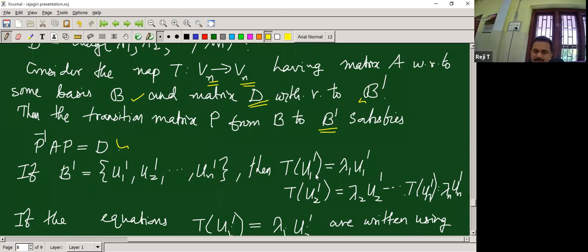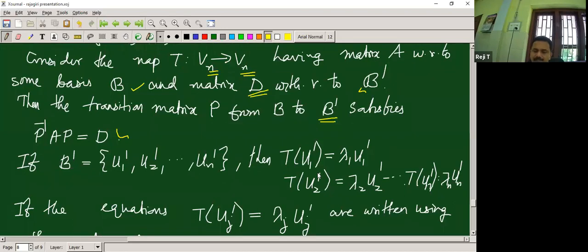Then T U1 dash is equal to lambda 1 U1 dash. Why? Because the matrix of T with respect to B dash is a diagonal matrix, and U1 dash is the first element. So T U1 dash is equal to that diagonal matrix times U1 dash, whose first entry is lambda 1. You multiply those two matrices and you can see that T U1 dash is equal to lambda 1 U1 dash, T U2 dash is equal to lambda 2 U2 dash, etc., T Un dash is equal to lambda n Un dash.